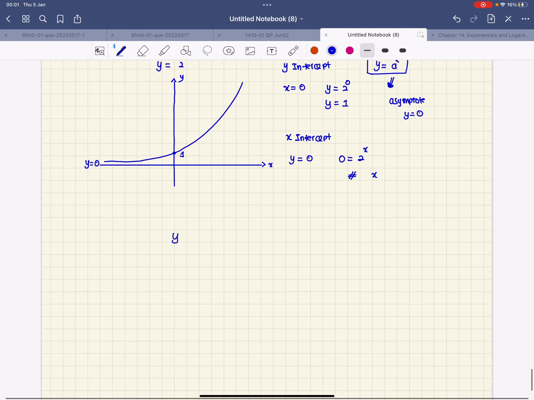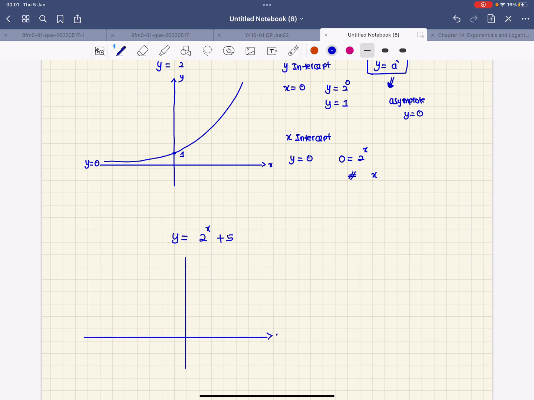If you were given y is equal to 2 to the power of x plus 5, then in this one, I'm seeing a transformation there. There are 8 golden transformation rules that you should know for your syllabus, and I'll list them all in a minute. But this graph has gone up by 5 units. So originally the graph was going through 1. Now the graph will be going through 6.